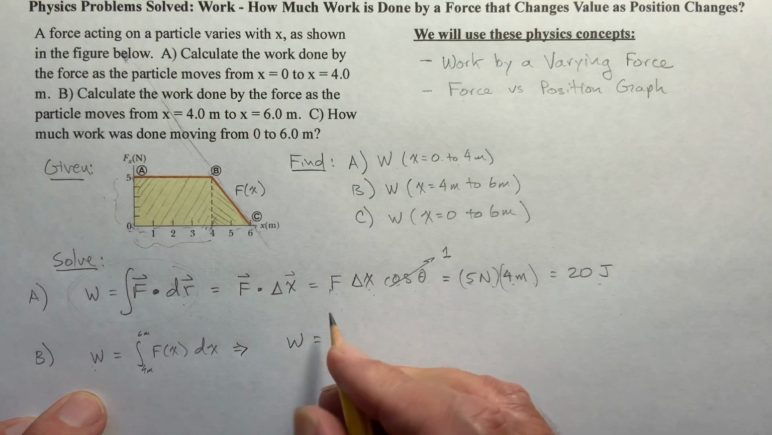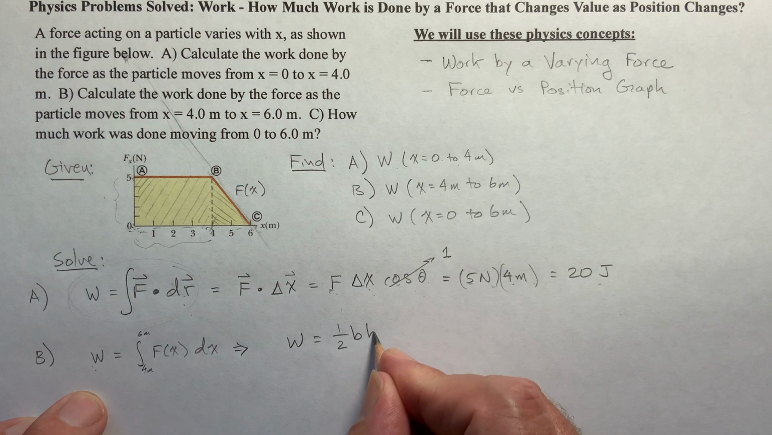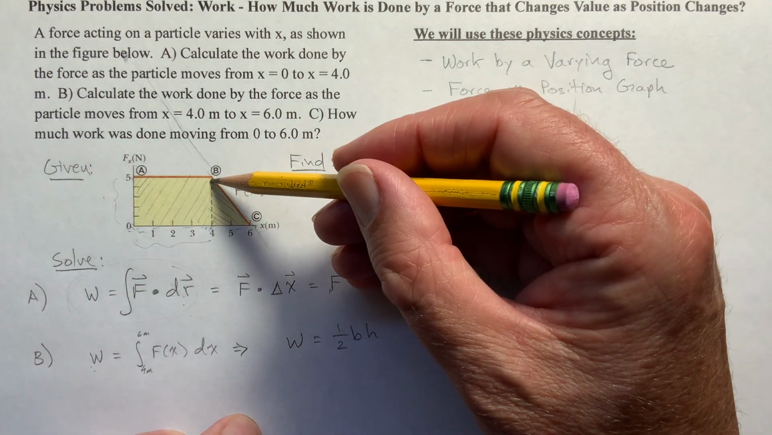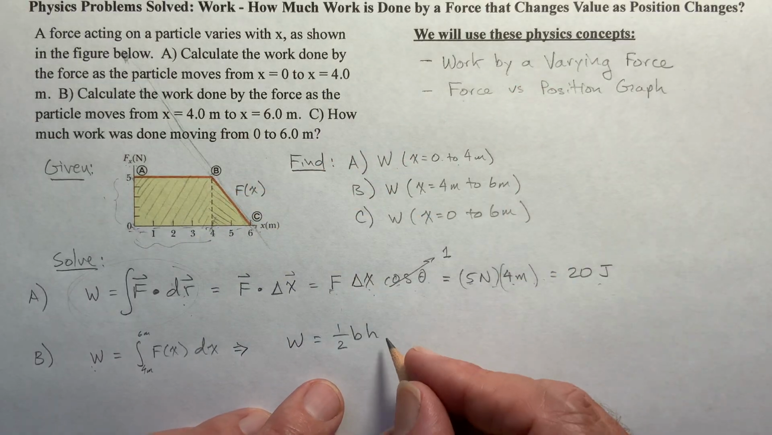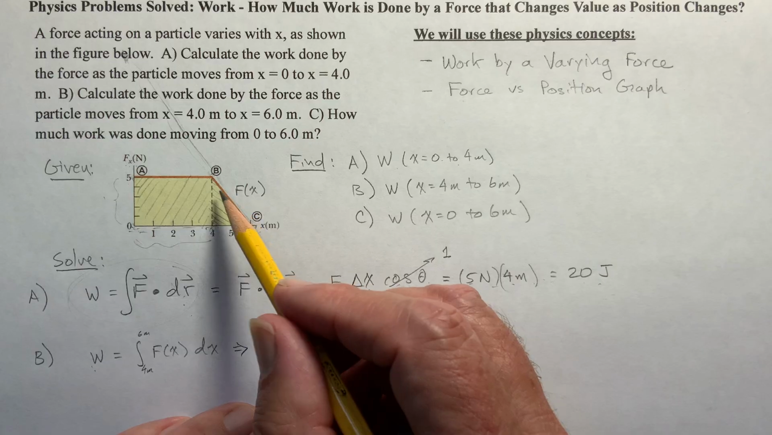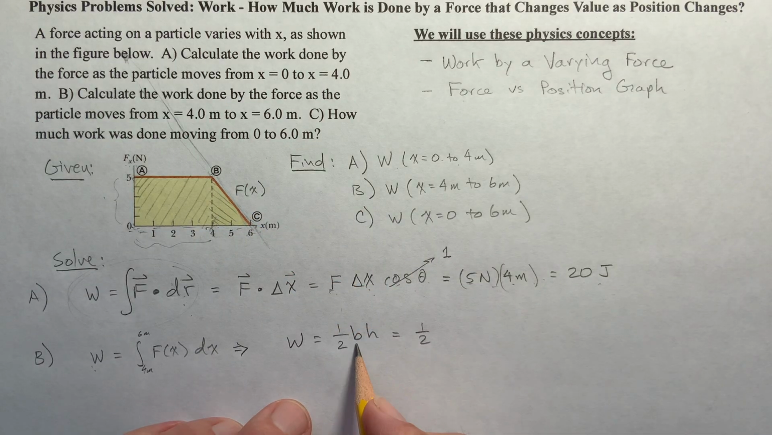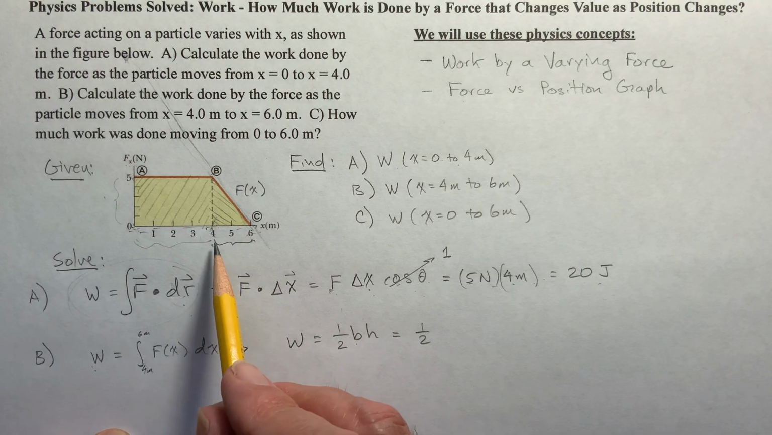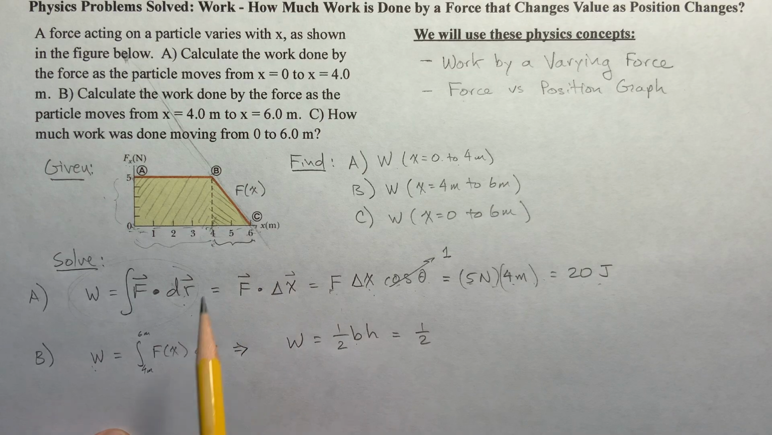So the work done is going to be the area of a triangle, which is 1/2 the base times the height. Remember, the area of a force versus position graph gives us the work done. Now, what's the base? Well, it's from here to here. It's really our displacement. So x final is 6, 6 minus 4 is 2 meters.